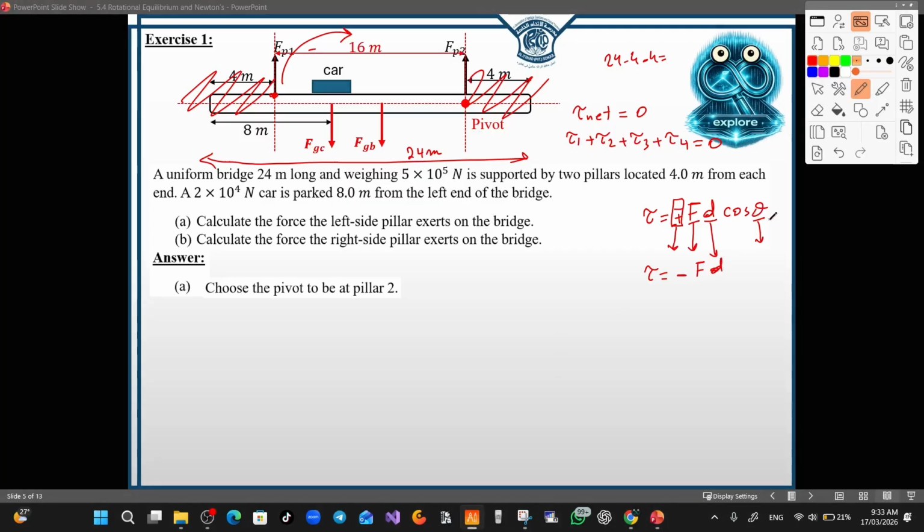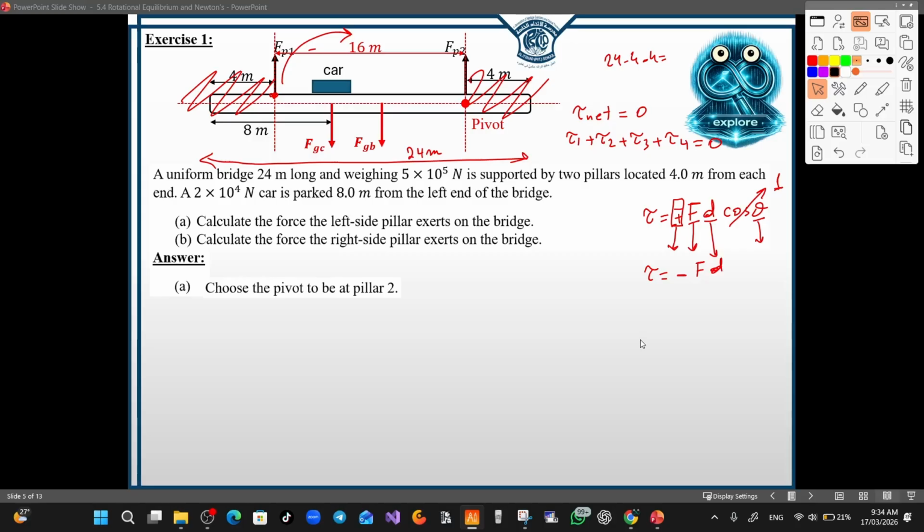Now, for the angle, no need to worry about the cosine because the cosine of theta is equal to 1, and this is because all the forces here are pointed in the tangential direction. And we know that the angle will be 0, and the cosine of 0 is equal to 1. So we write that the torque of pillar 1 is equal to minus the force of pillar 1 times the distance 1.